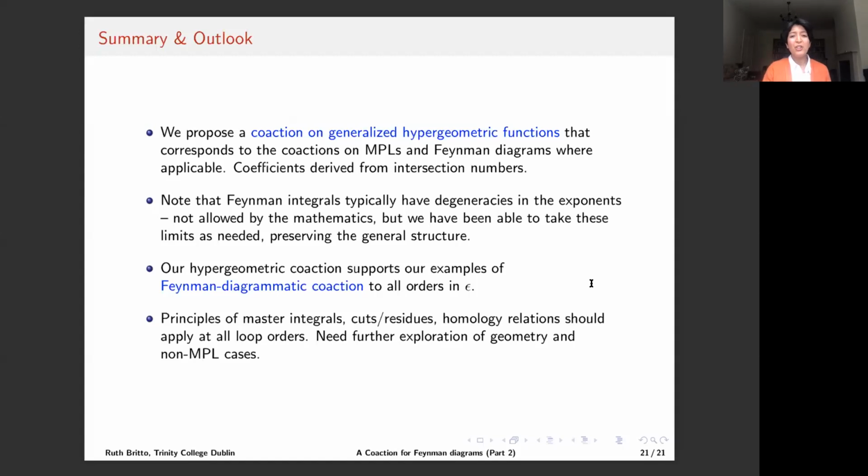Now, in the future, to understand really the deep principles at work here, we need to understand that the principles of master integrals and cuts and residues and homology relations, those should apply at all loop orders. So we need to really further understand the geometry and how to deal with non-polylogarithmic cases.